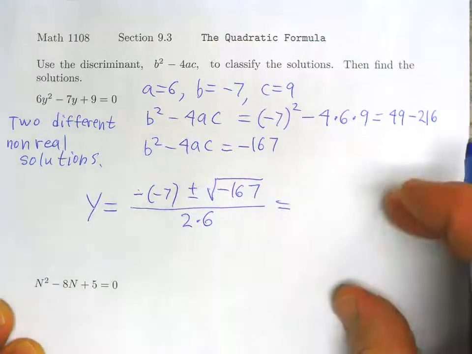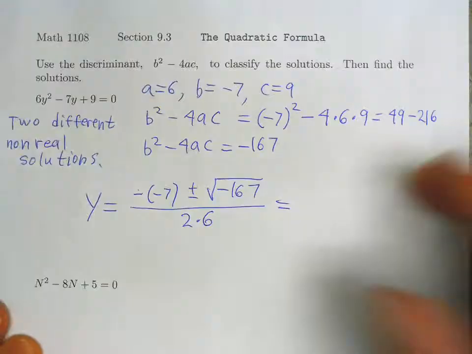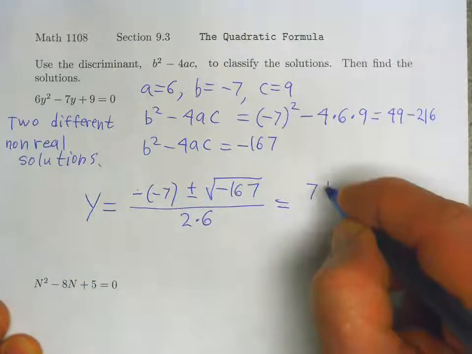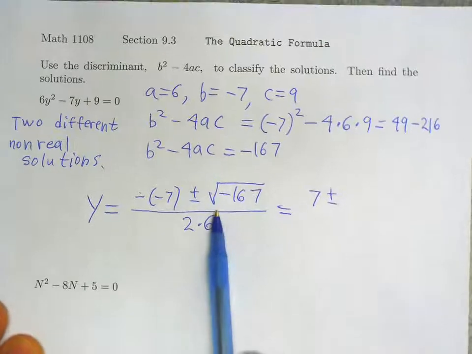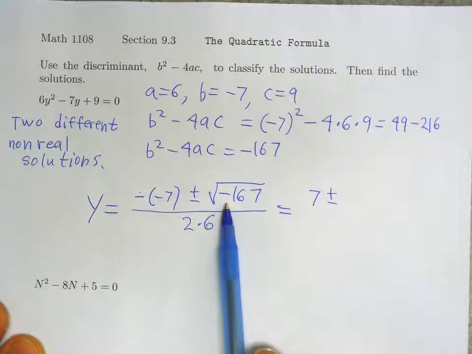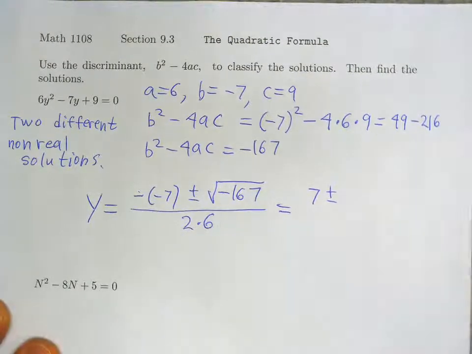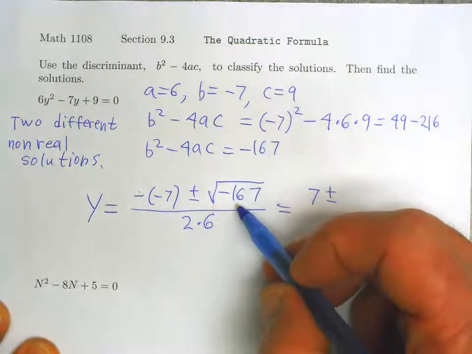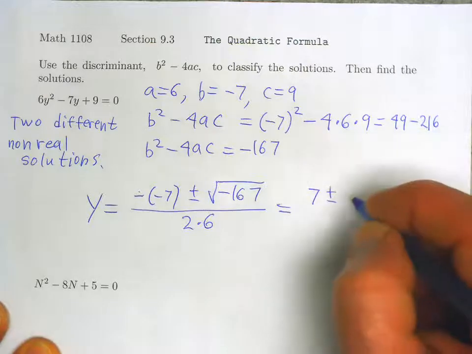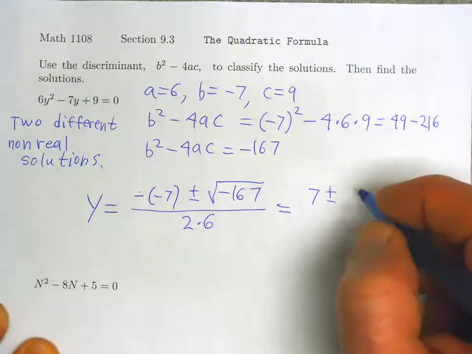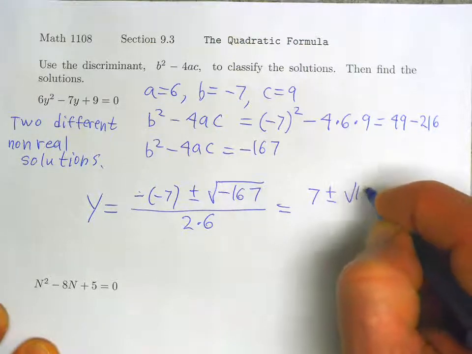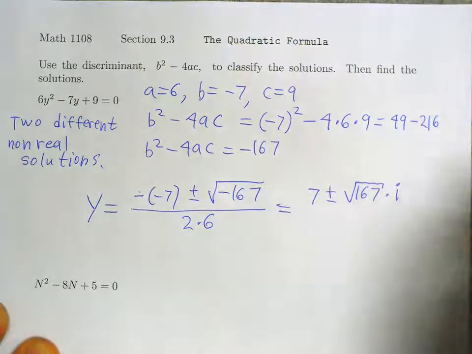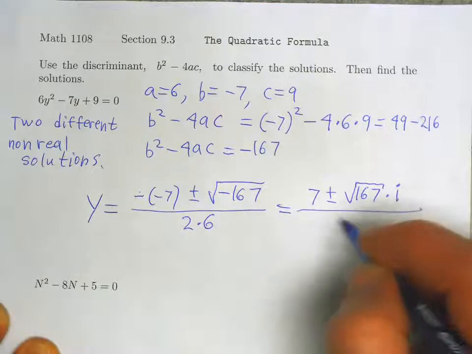And then a little bit more arithmetic. The negative of negative 7 is 7, plus and minus. And we know how to simplify the square root of a negative. So think of this as the square root of negative 1 times the square root of 167. And so I'll write plus and minus the square root of 167 times i on the outside of the square root, and then divided by 12.